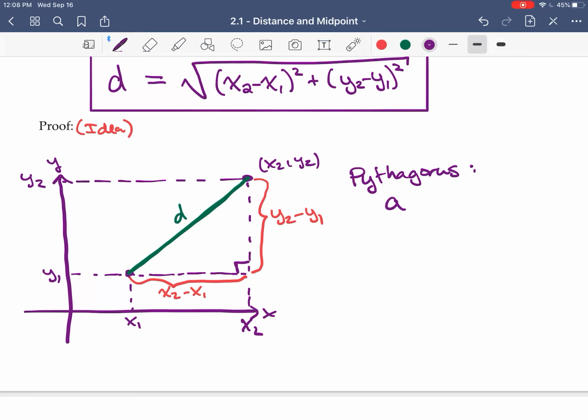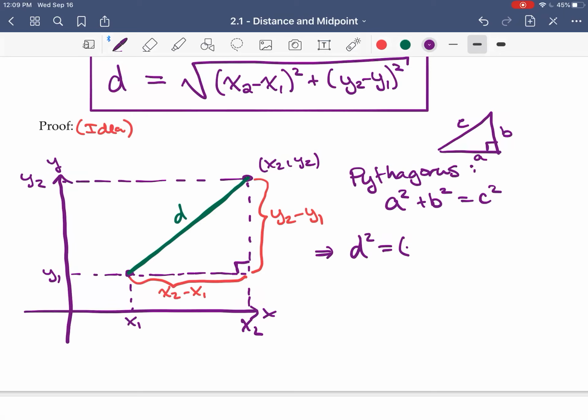Okay, so remember the Pythagorean theorem says that if you have a right triangle, where the legs, so the sides that are next to the 90-degree angle, are A and B, and the hypotenuse is C, then you should have A squared plus B squared is equal to C squared. Okay, so using that idea, we know that D squared is equal to the sum of the squares of the legs.